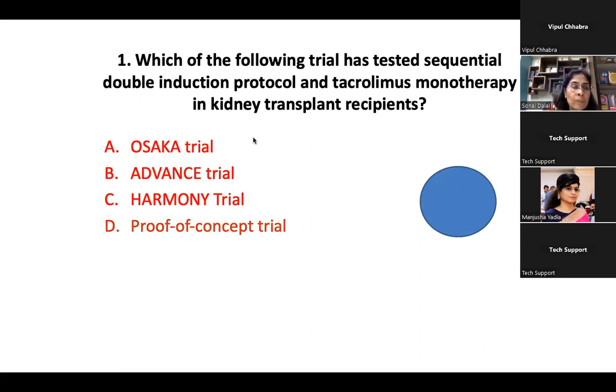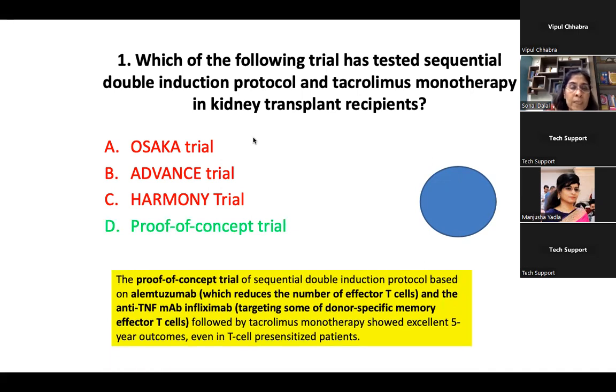Time up. The correct answer is proof of concept trial. The proof of concept trial of a sequential double induction protocol based on alemtuzumab, which reduces the number of effector T cells, and the anti-TNF monoclonal antibody infliximab, which targets some of the donor-specific memory effector T cells, is followed by the tacrolimus monotherapy. It showed excellent 5-year outcome even in patients who are T cell sensitized.